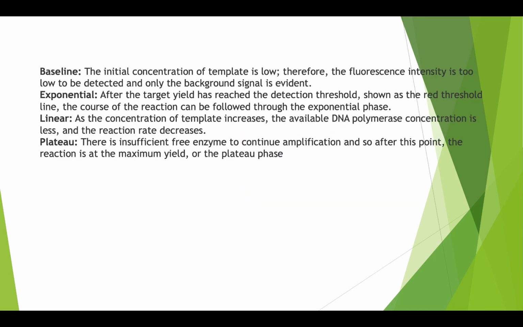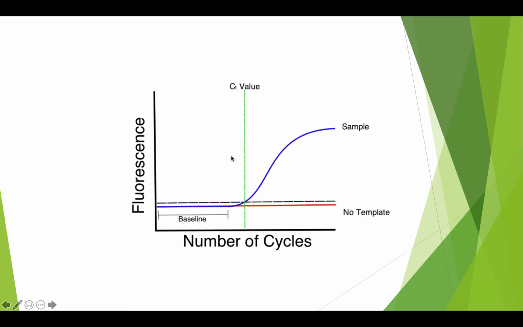The baseline is where the initial concentration of the template is too low, so that's why it remains at baseline. The fluorescence intensity is too low to be detected and only the background signal is evident. Then it starts exponential growth. After the target yield has reached the detection threshold, the curve can be followed through the exponential phase, and it starts to grow right here.